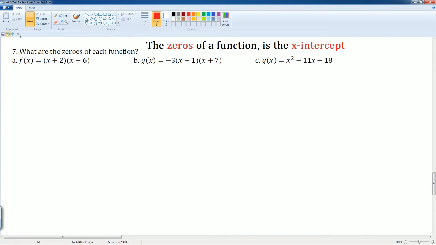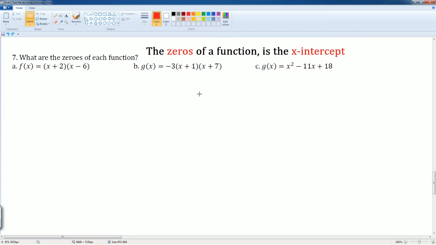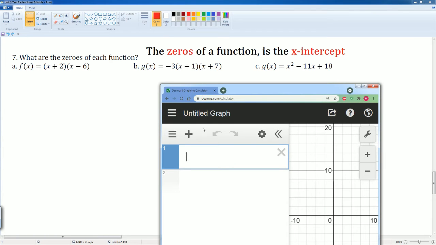If you notice, the zeros of a function are actually the x-intercepts, also called the solutions of that function. So if you graph all these functions and locate the x-intercepts, you can find their zeros. So let's graph the first one.